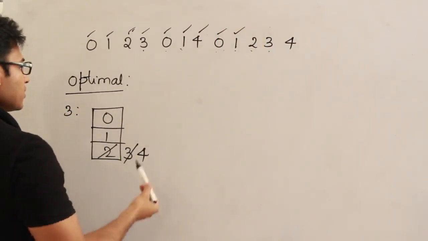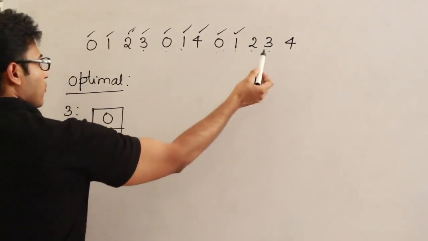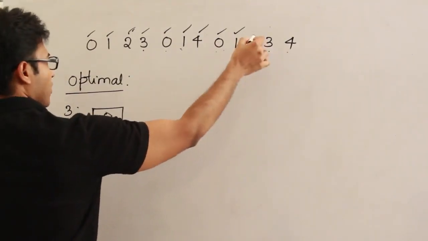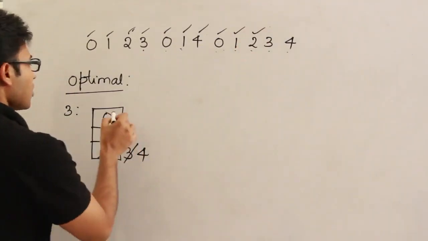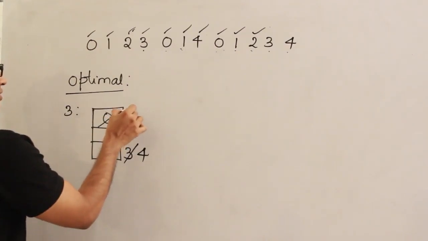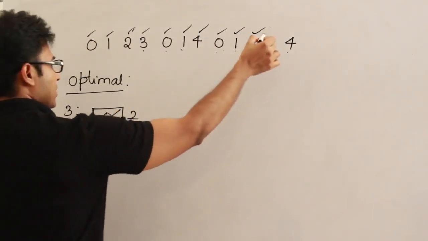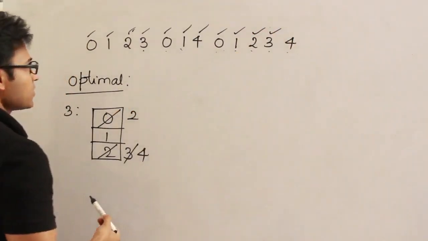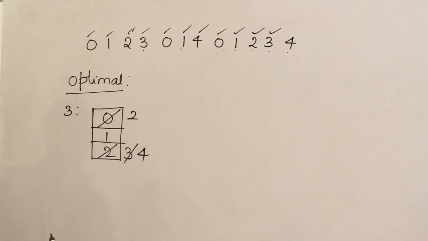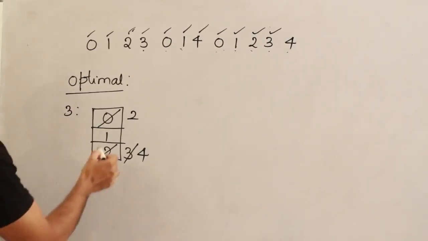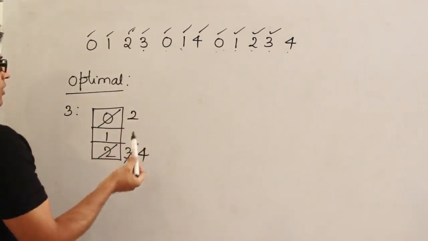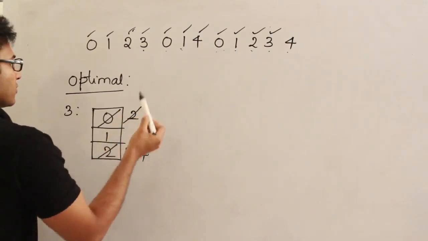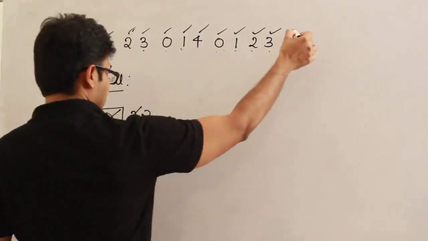So which one will be the good replacement here? So 4 is required, and 0 and 1 are not required. So you can either replace 0 or 1. So let us say I am replacing 0 with 2. And next one is 3 is required. So which one is a good replacement here? 4 is required. Therefore you can replace either 2 or 1. 2 or 1 are not required anyway, right? So 3. And next 4 is required, and 4 is there.